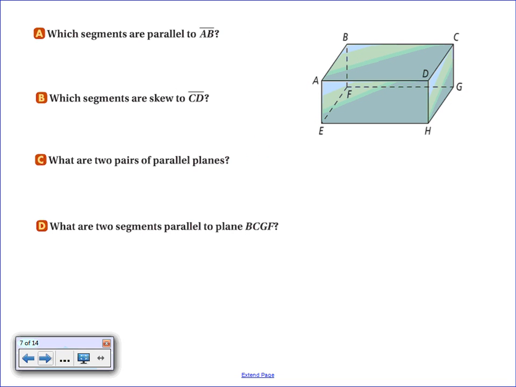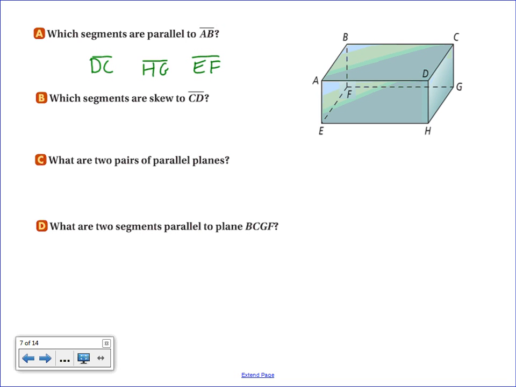Types of questions you might be asked about this in the geometry setting. So which segments are parallel to line segment AB on this picture? This line segment does not have arrows above it because it's just talking about a segment, a piece of line. Parallel to AB, we have multiple ones, and it wants us to name all of them. We have DC, runs the same direction. We have HG, runs the same direction. And we have EF, it runs the same direction. Each of these lines are coplanar with AB and will never intersect AB. Which segments are skew to line segment CD?